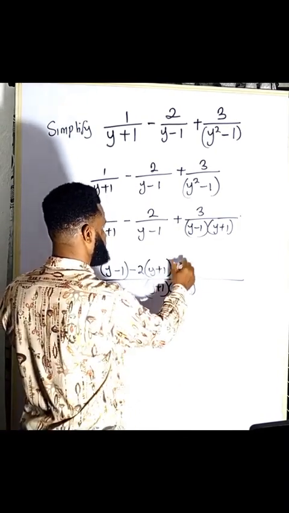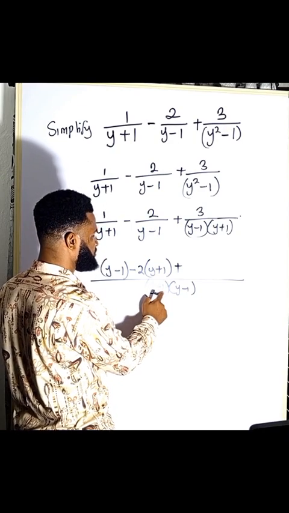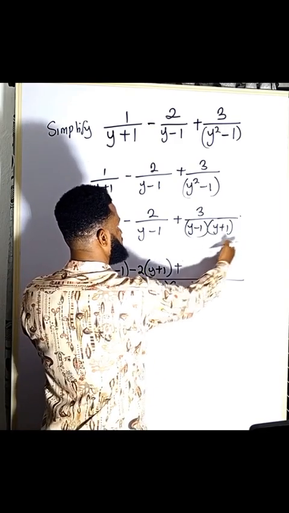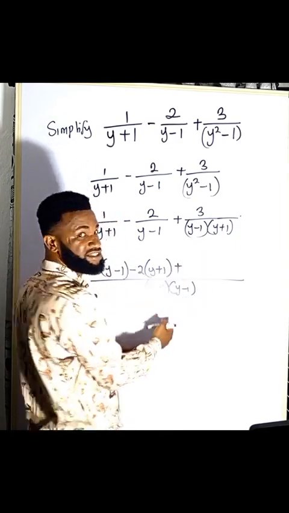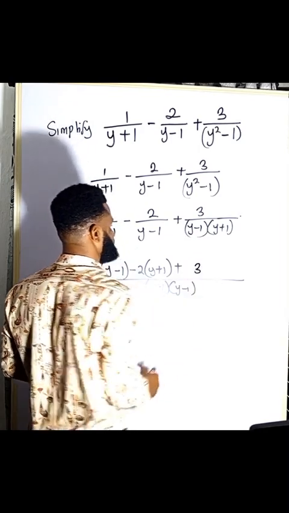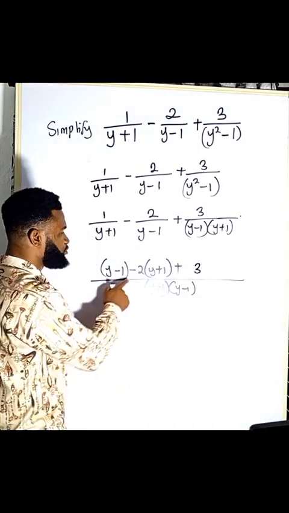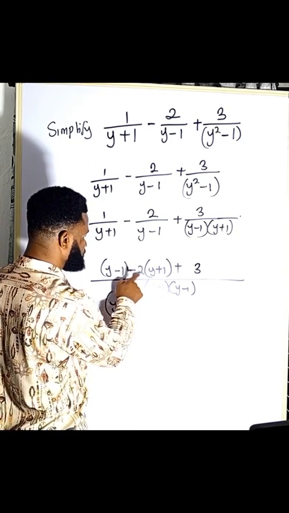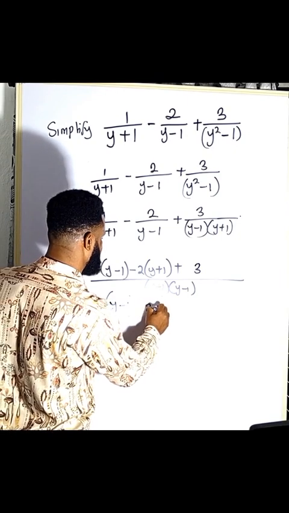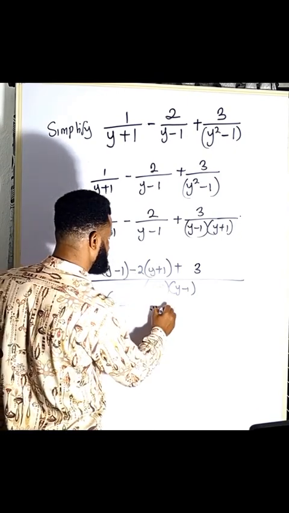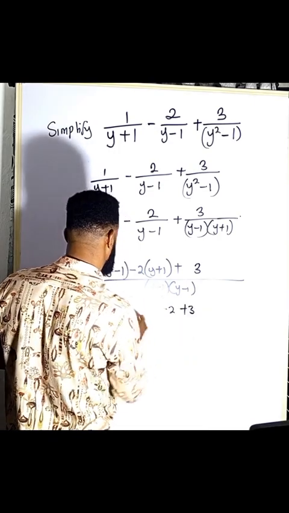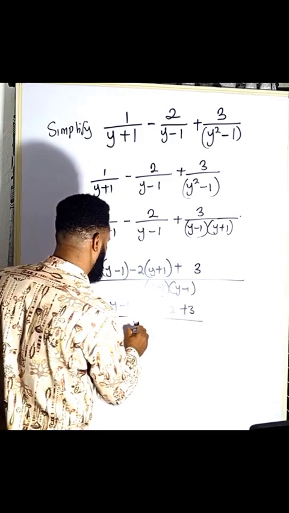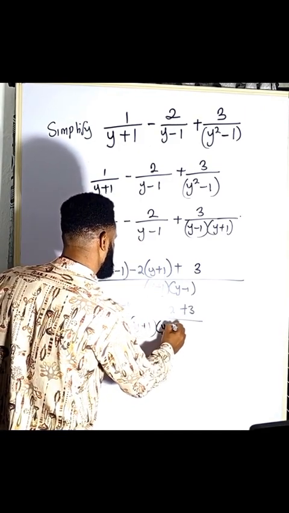Coming to this one, this is plus y plus 1 bracket multiplied by y minus 1. This and this will cancel because they are the same thing. They will cancel, remaining what? 3. There is no equality sign, so let's keep going. Let's open the bracket to have y minus 1, minus 2 times y is going to be minus 2y. Minus 2 times minus 1 is going to be minus 2. Then this is plus 3. There is no need for this. Let me open the bracket. All over y plus 1, y minus 1.